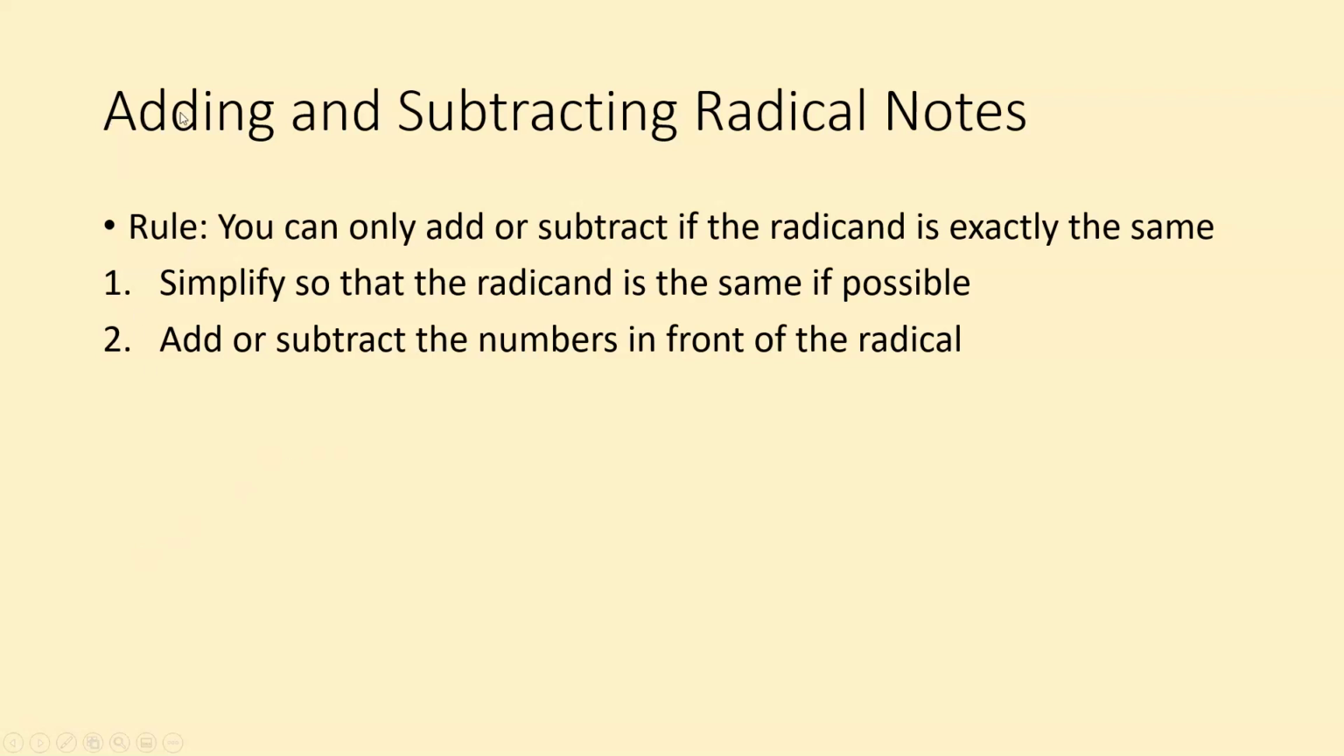I just have a little bit of notes here at the end. So the rule for adding and subtracting radicals is you can only add or subtract if the radicand is exactly the same. So some steps. First, you want to simplify so that the radicand is the same if possible. Then you would add or subtract the numbers in front of the radical. That is all I have for notes for today.